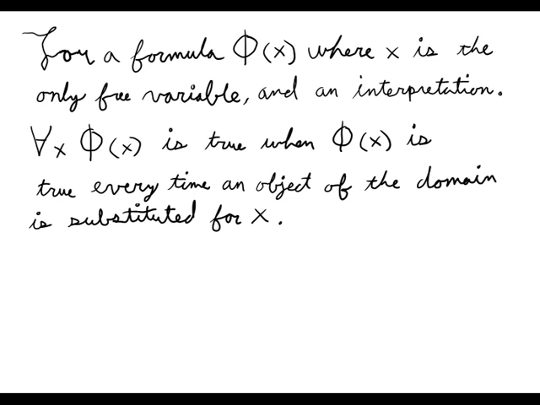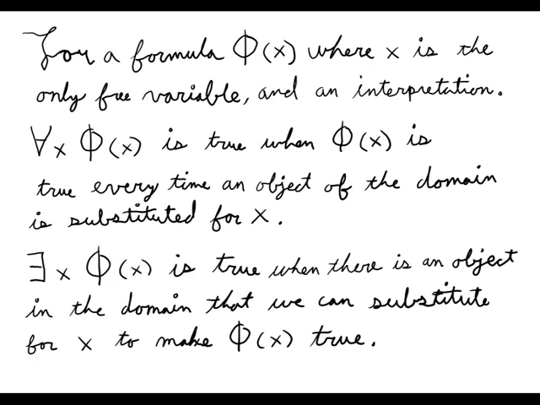For a formula phi(x) where x is the only free variable in phi, and a given interpretation, we say the formula "for all x, phi(x)" is true when phi(x) is true every time an object of the domain is substituted for x. Alternatively, we say the formula "there exists x, phi(x)" is true when there is an object in the domain that we can substitute for x to make phi(x) true.